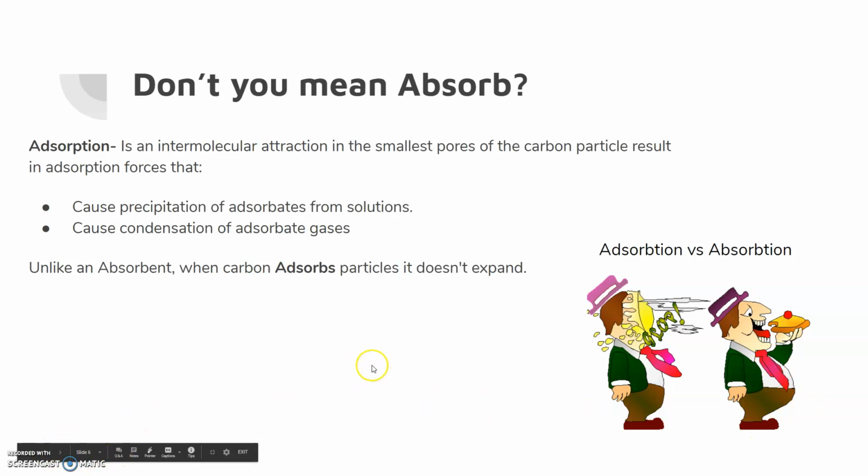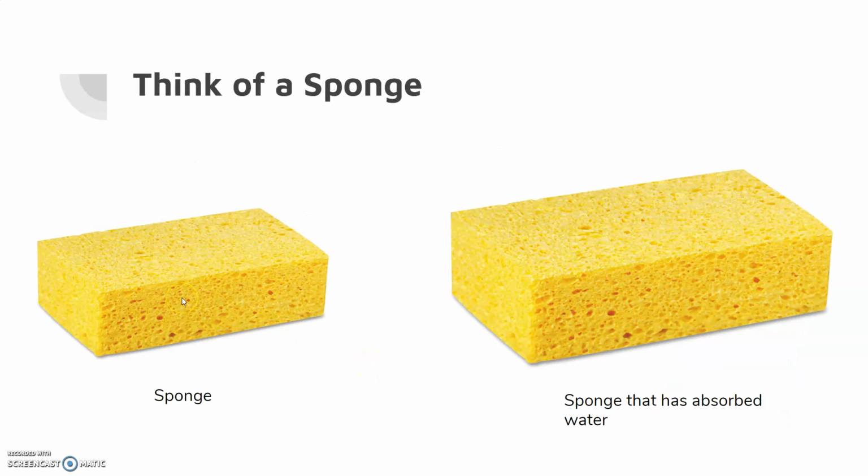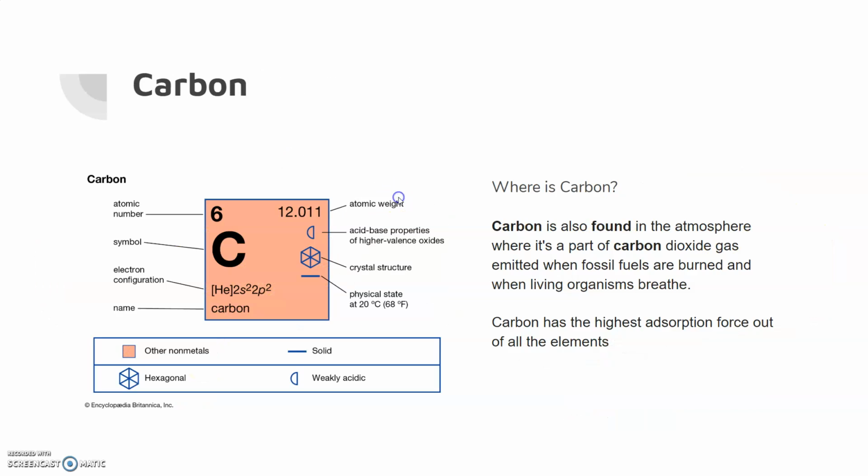You can also think of it in a different way. You can think of absorption as a sponge. So when something is absorbed, the sponge gets bigger in the water, right? So when you put a sponge in water, it expands and it gets heavier, right? Now if you were to think of how carbon adsorbs something, if you were to put the sponge in the water and it absorbs the water but doesn't get bigger, that would be adsorbing something, right? But a sponge can't do that.